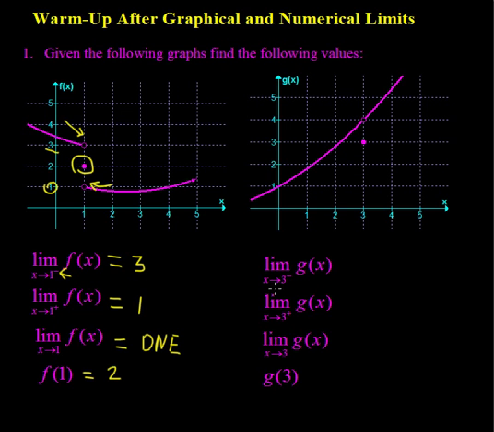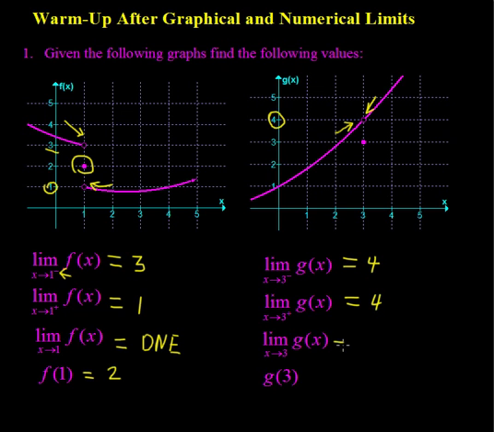They're asking us to take the limit as x approaches 3 from the left of g of x. So coming in from the left, you can see that the y value, the g value, is approaching 4. So come into 4. Coming in from the right, same thing. This graph is smooth besides a little hole right there at x equals 3. And so that's also 4.